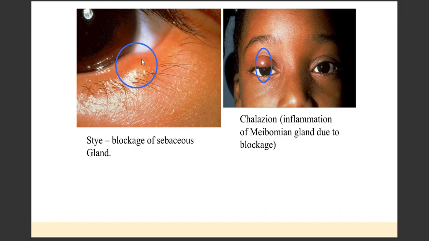So sometimes you can block sebaceous glands and you're going to have a sty, okay? Something that is projecting out like a pimple on the eye. Or chalazion, which is the inflammation of meibomian glands because of blockage. So these glands are producing sebum, but that sebum can't be drained because there's a blockage. So you end up with that. Hope you've seen some people. Yes?